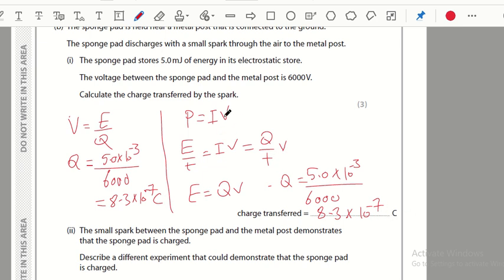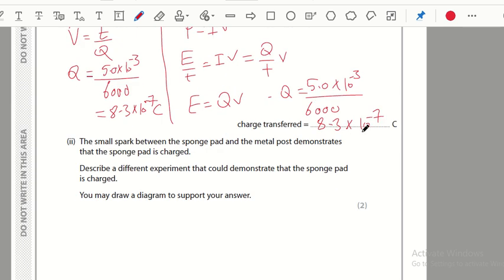Or you can use P equals IV. Here P is replaced by energy over time, and the I is replaced by Q over time. If for the same time energy make a charge transfer under certain voltage, so we can say that E equals QV. This is the same equation like this, and again substitution would give the same answer.